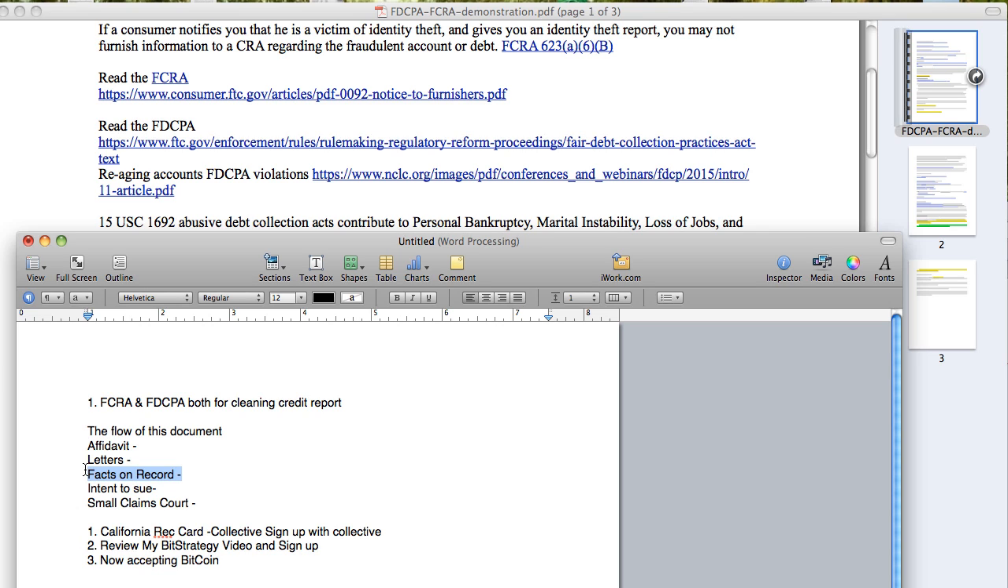For those who know what that is, that's cool. If you don't know what that is, it doesn't matter. You can still send these letters back and forth to clean your credit, and use the Fair Credit Reporting Act as well as the Fair Debt Collections Practices Act.